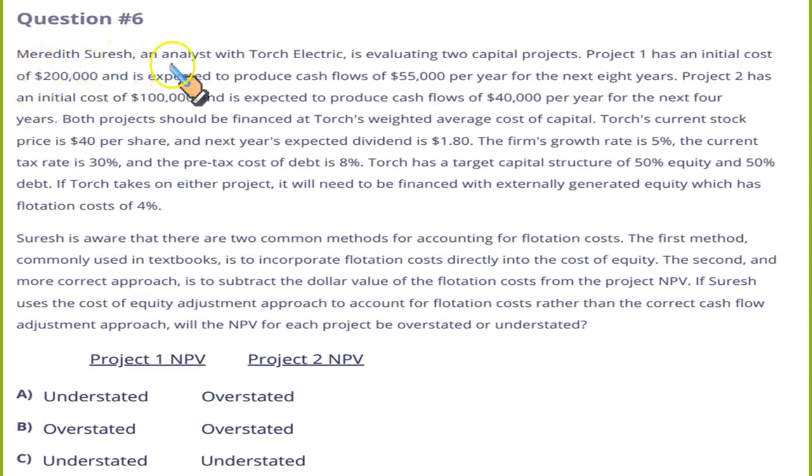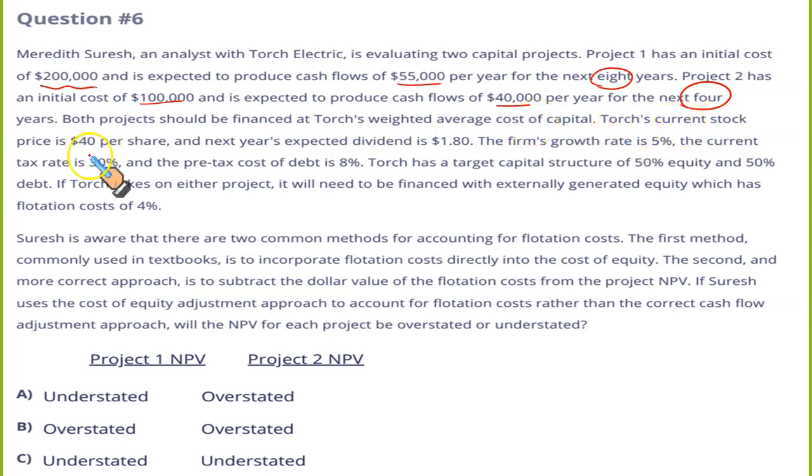Meredith Suresh, an analyst with Torch Electric, is evaluating two capital projects. Project 1 has an initial cost of $200,000 and is expected to produce cash flows of $55,000 per year for the next 8 years. Project 2 has an initial cost of $100,000 and it is expected to produce cash flows of $40,000 per year for the next 4 years. Both projects should be financed at Torch's weighted average cost of capital, used for discounting.